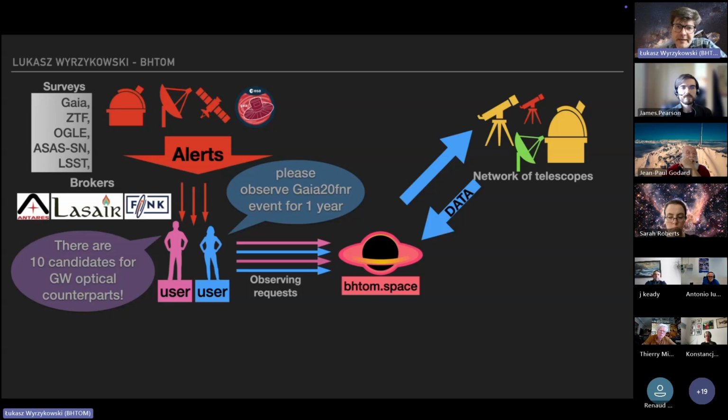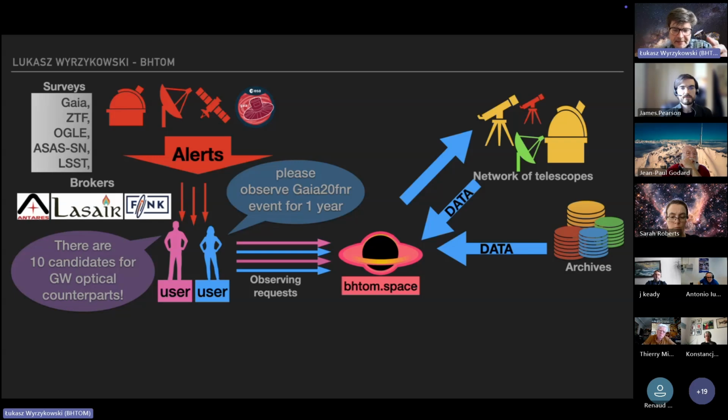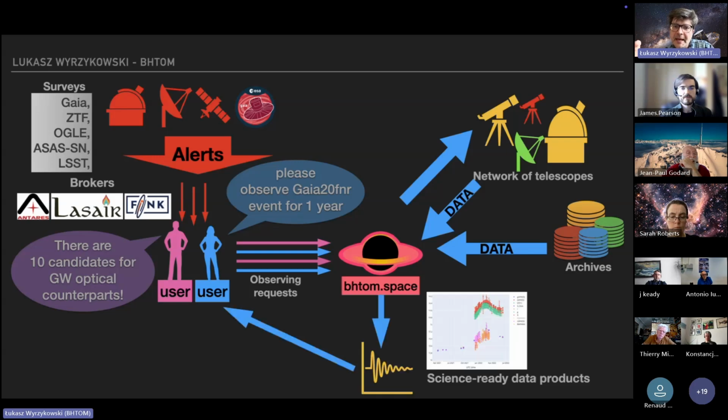Whenever a telescope takes an image, the data is transferred not to the users who requested it, but straight back to us for processing. Of course, as I said, we also query the archival data, which supplements and gives a nice overview of what's going on with that target. And in BHTOM, we process the data and we deliver the science-ready data to the users.